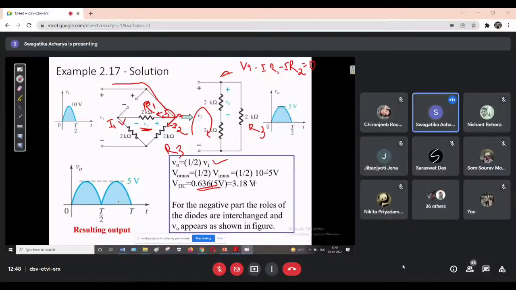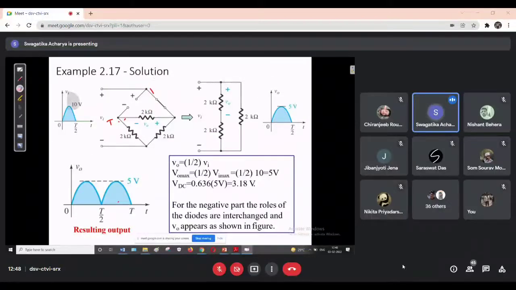You can find out VDC with your formula, okay? Then you can draw this circuit. You can also find out the negative half. You can check your negative half, what will come, then you can find out the values. Half of VI will be 5 volt, right? Half of VI, because VI is 10 volt. So half of VI you will get 5 volt, okay?